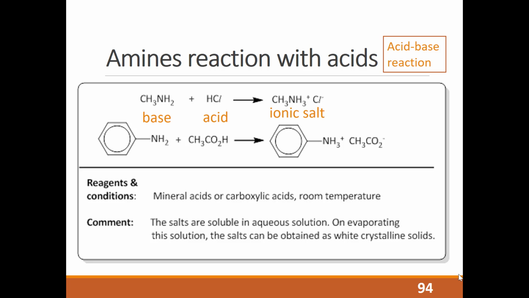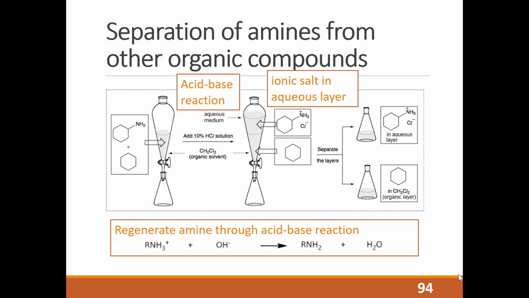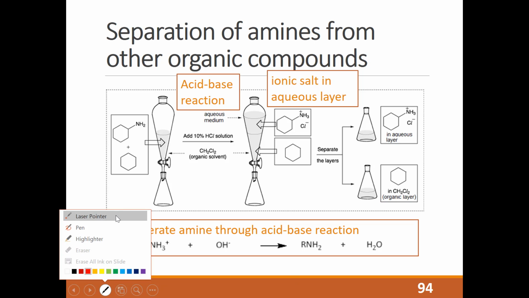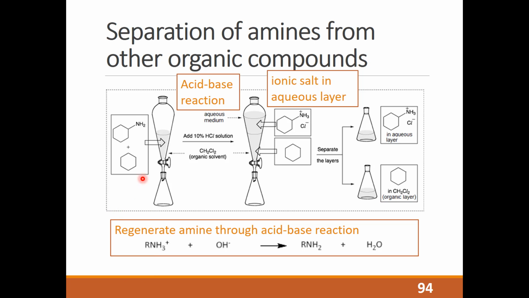So this acid-base reaction is actually quite useful as we can make use of it to separate amines from other organic compounds. So in this setup here, which is also on page 94 of your lecture notes, you will see that there's actually a mixture of two different compounds. One is a cyclohexane and one is a cyclohexane which has an extra amine functional group.